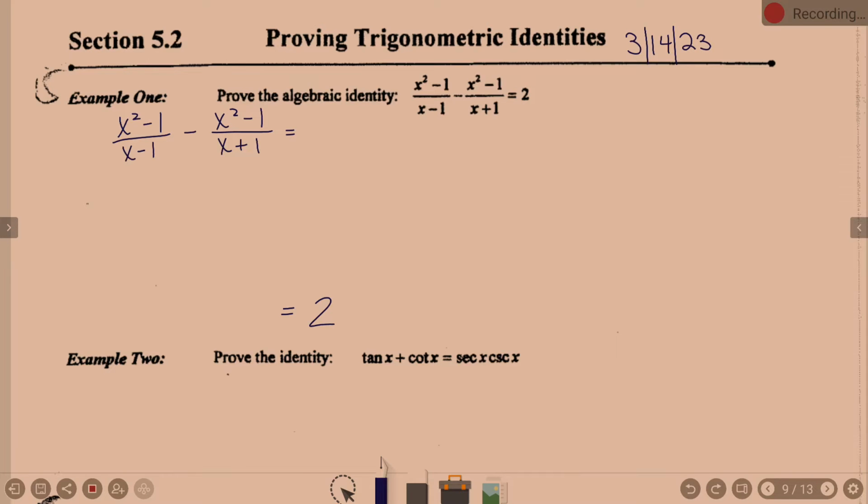Now, you guys know me. Sometimes I go overkill and write too many steps, but I need to see a decent amount of steps written out. So I'm going to write out my first fraction. It still has that denominator of x minus 1, and x squared minus 1 factors into x plus 1 times x minus 1. Minus the second fraction. The denominator is still x plus 1, and in my numerator, x squared minus 1 factors into x plus 1, x minus 1.